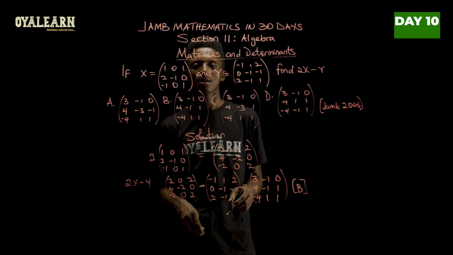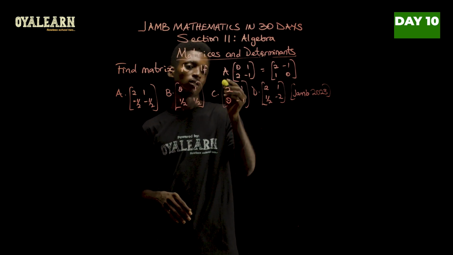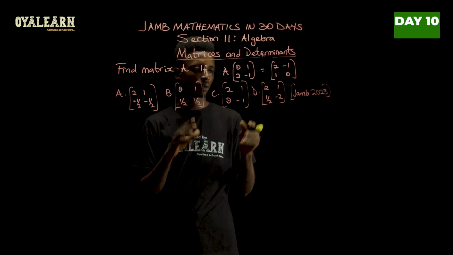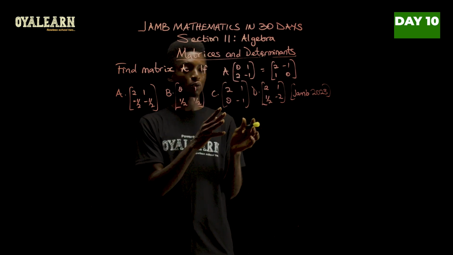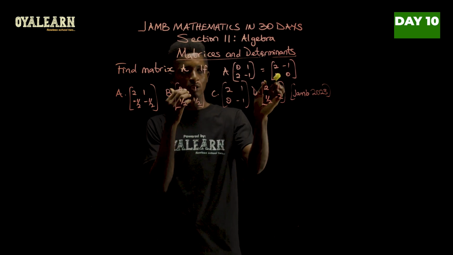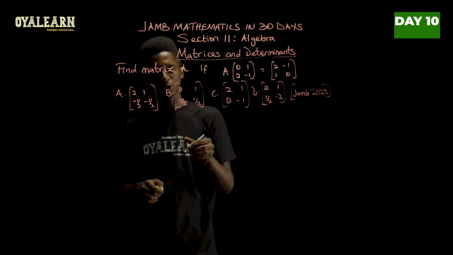So that's our answer. Find matrix A if matrix A multiplied by this other matrix produces this result. Now, this question is from 2023, and we're having two matrices multiplying into each other to produce this, but we do not know one of the matrices. So let's find the matrix A.